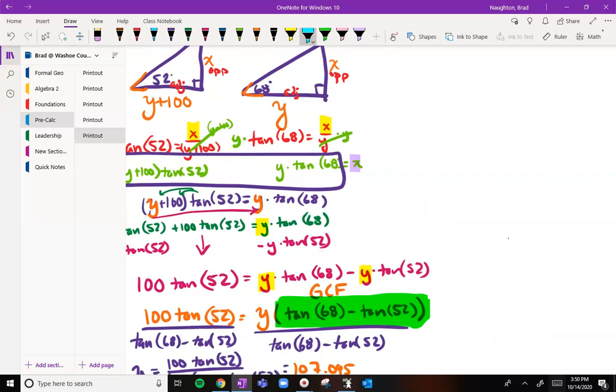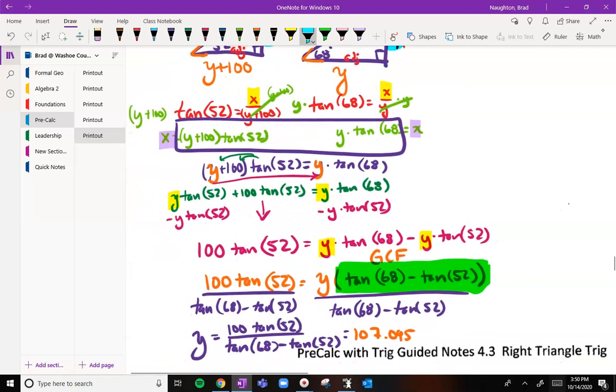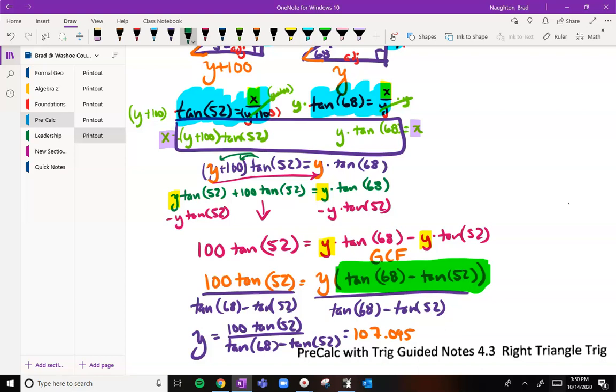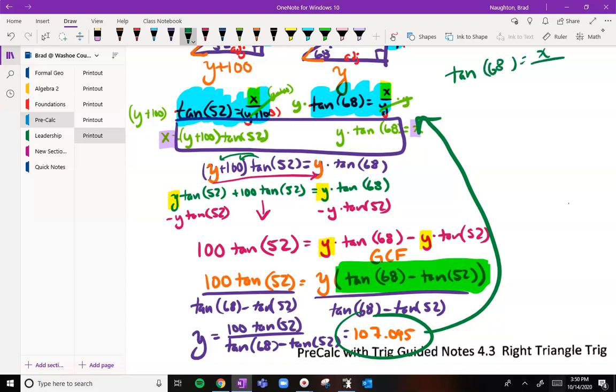We're a bunch of pirates, so we're looking for x. So I'm going to plug this back in. Now, focusing back in on this blue formula, which one looks easier to substitute it back in? And the answer is that one. So tangent 68 is equal to x over y, and y, we know, is x over 107.095.